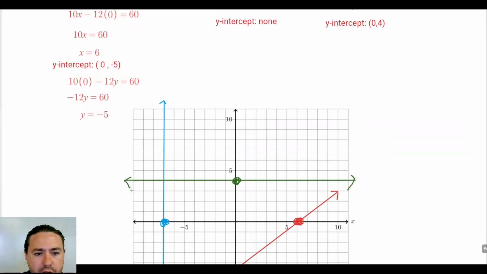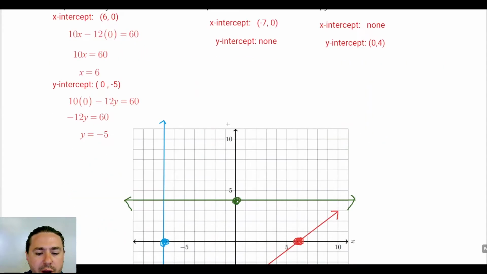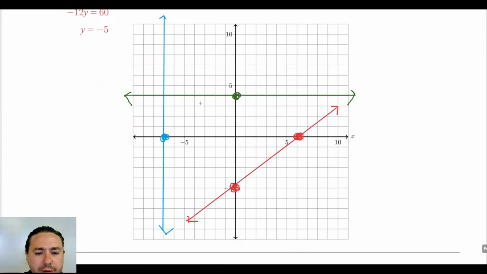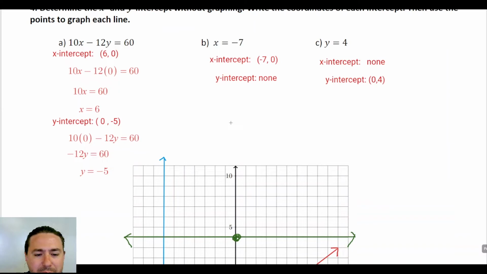Okay, so there's all 3 lines. I just wanted to show you that you can find the x and y intercepts and use that to graph rather than having to rewrite the equation into any other form. For these x equals and y equals equations, those are just going to be vertical and horizontal lines respectively, so there's not really much to say about those.